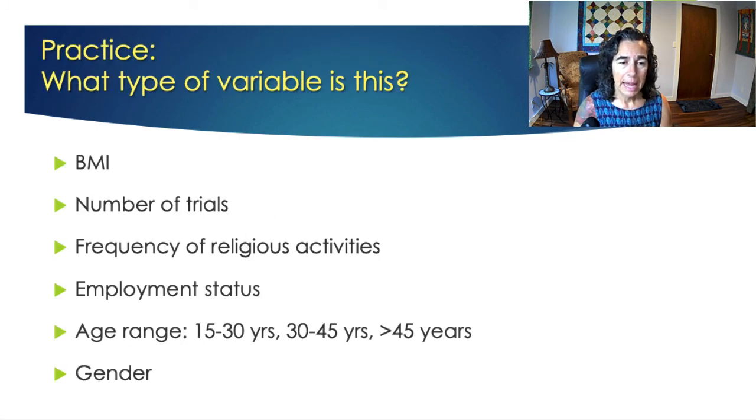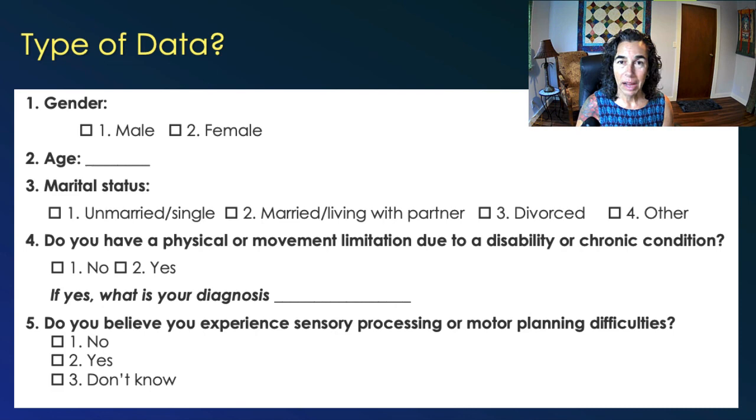All right. What I'd love for you to do is to jot down your answers to these questions and those on the next couple of slides, and we'll review this in class. What type of variable is each? BMI, number of trials, frequency of religious activities, employment status, age range, and gender. Another slide. Slow down, have a look at this, and jot down your answers. This is a very common structure for a survey, right?